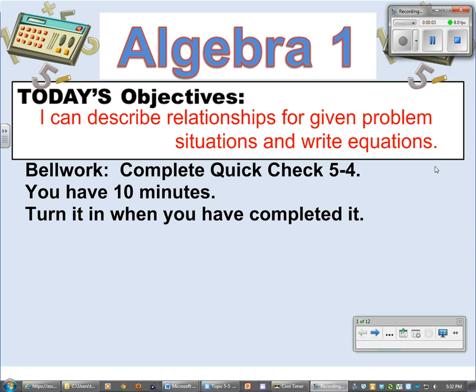This recording is for Mrs. Dudo's class. I would like the substitute to please pause the video at this moment and pass out the Quick Check 5-4. Students will be allowed to work on this for 10 minutes, and after 10 minutes they need to turn it in, or if they complete it beforehand, turn it in before the time runs out. So please pause this video for 10 minutes in order to complete the Quick Check 5-4 and turn it in. Once you've completed it, start the video up.